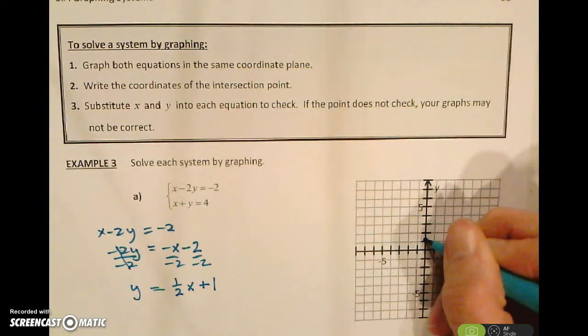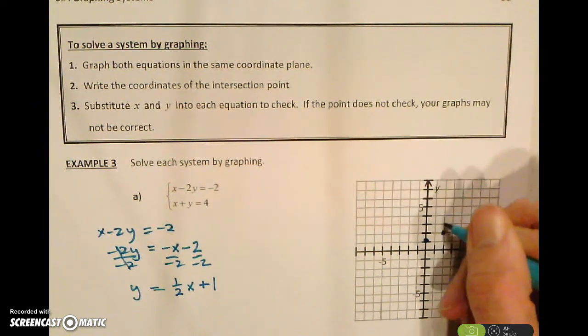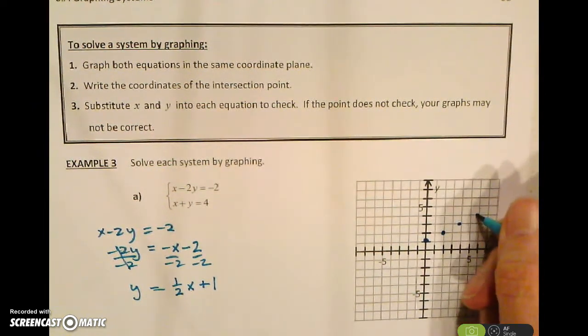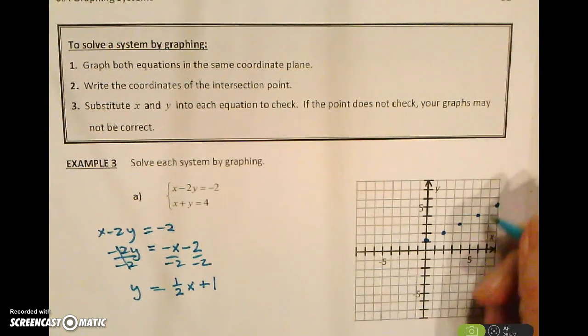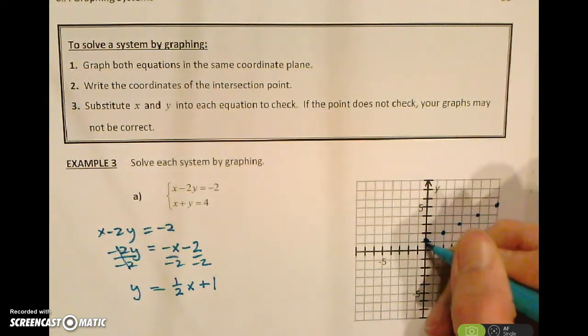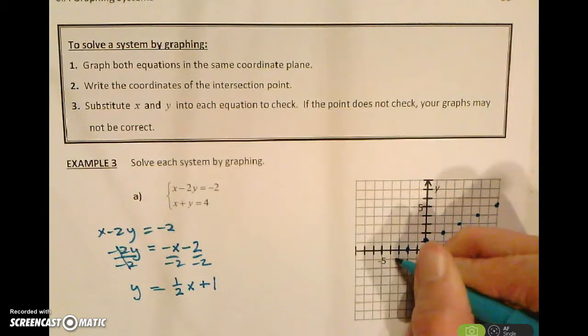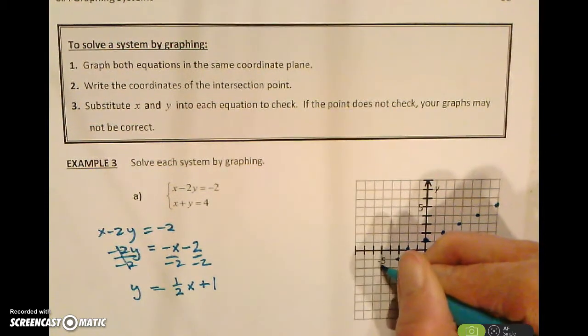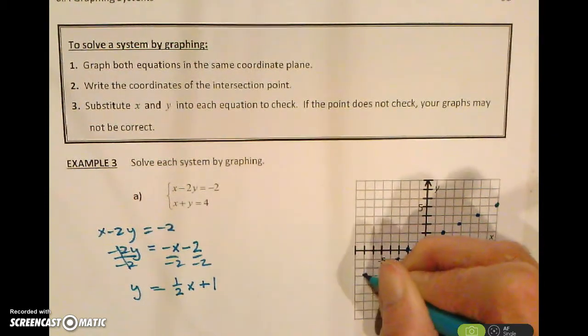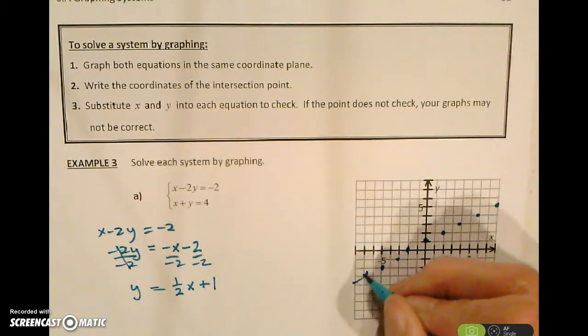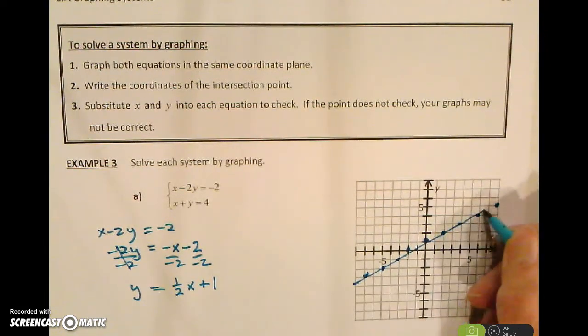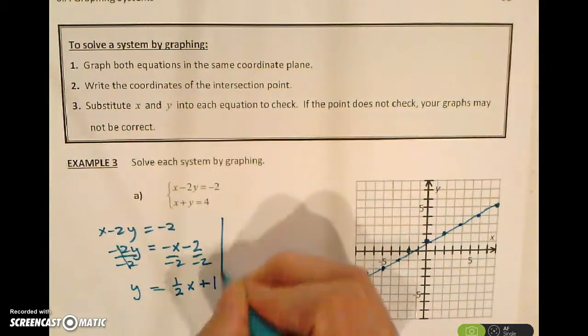Here's my 1, and it's going to be up 1 over 2. So I'm going to repeat that over and over again, up 1 over 2, and the same one, go down 1, back 2, down 1, back 2, and kind of put in all the points so we can see easily where they intersect. So here's my line. Now I'm going to graph my second line.